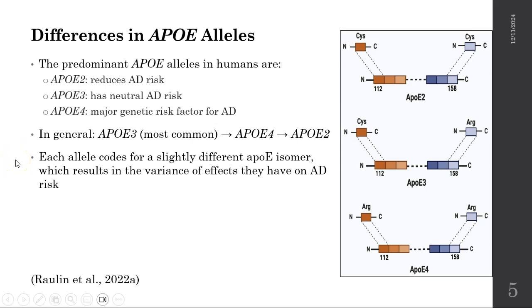Each allele codes for a slightly different isomer of APOE, which results in the differing impacts that each has on Alzheimer's disease risk. APOE is a sequence of 299 amino acids, with the difference between each isomer being at just 2 positions on that whole amino acid sequence, specifically position 112 and position 158.